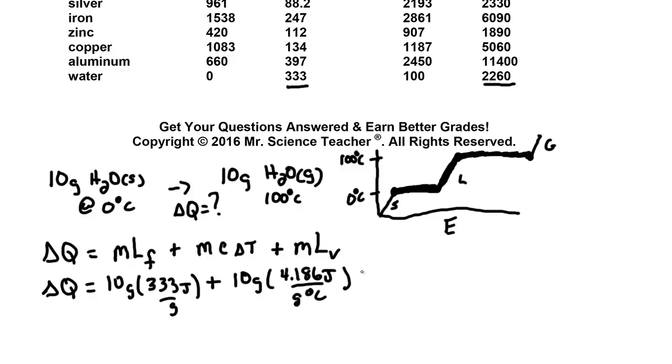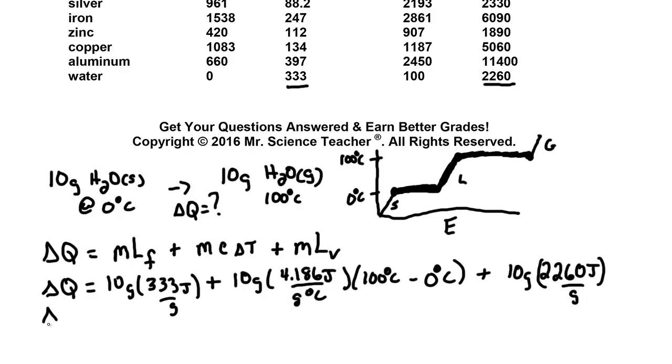Then we have a temperature change from 100 degrees Celsius minus the 0 degrees Celsius. So we have our final temperature minus our initial temperature. Then we have to take that mass, that 10 grams, and multiply it by this latent heat of vaporization, 2260 joules per gram.